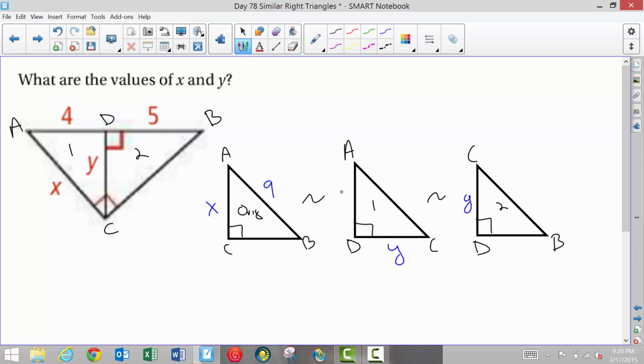A to D is 4. A to C is x. D to B is 5. And C to B is unknown. I don't really need it.